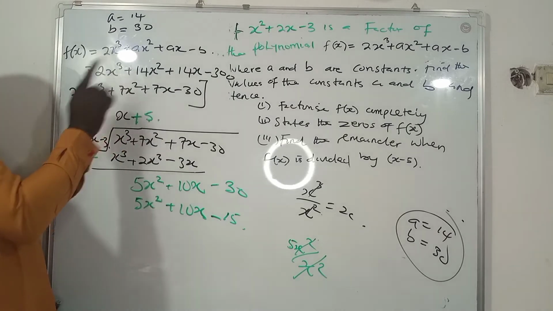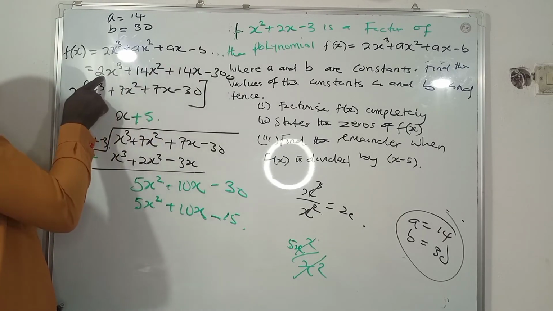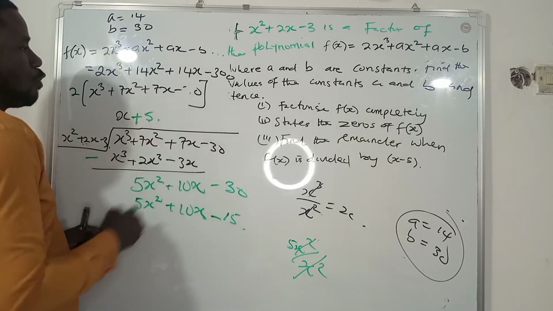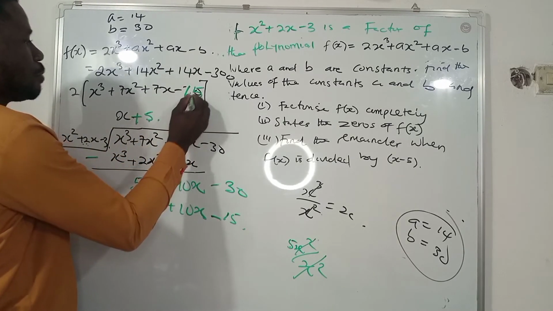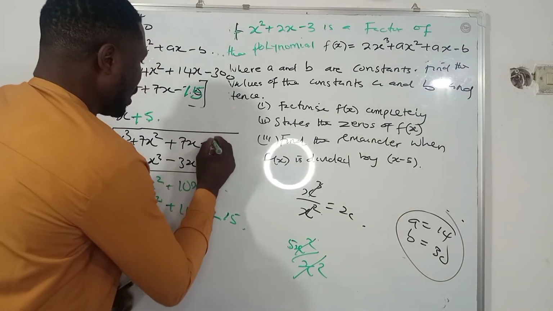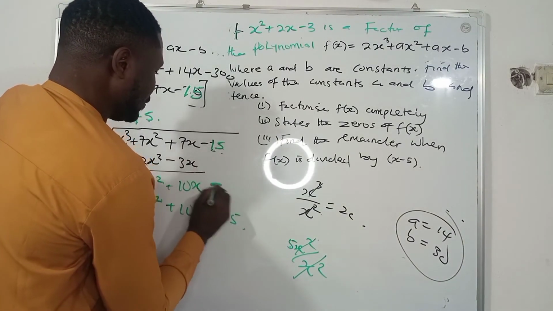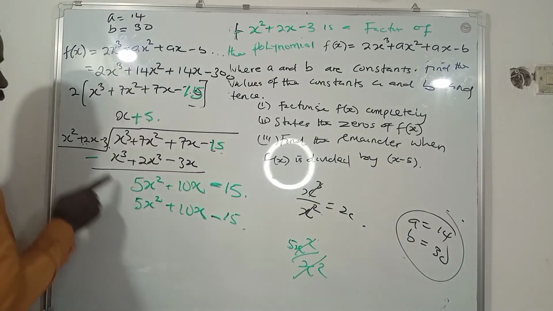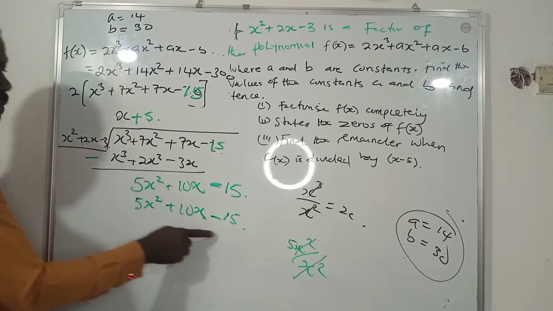Please, there was a mistake here. Remember, if we factorize 2 out, here would have been 15. Please take note, here will be 15. So here has to be 15, all through here is 15. So if I have 5 times this, it will be minus 15.